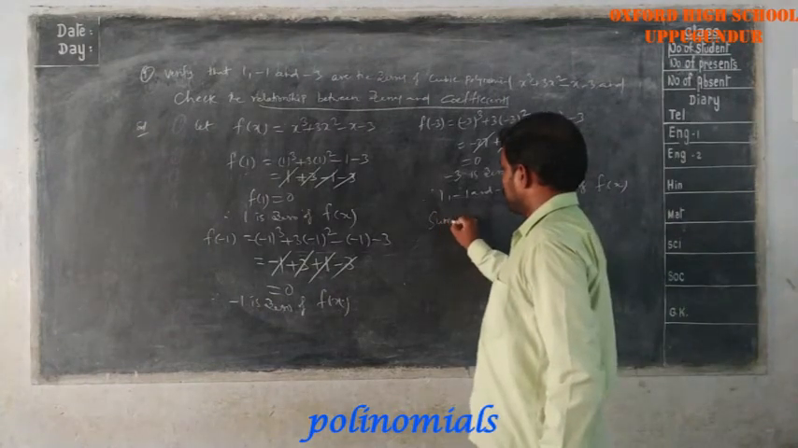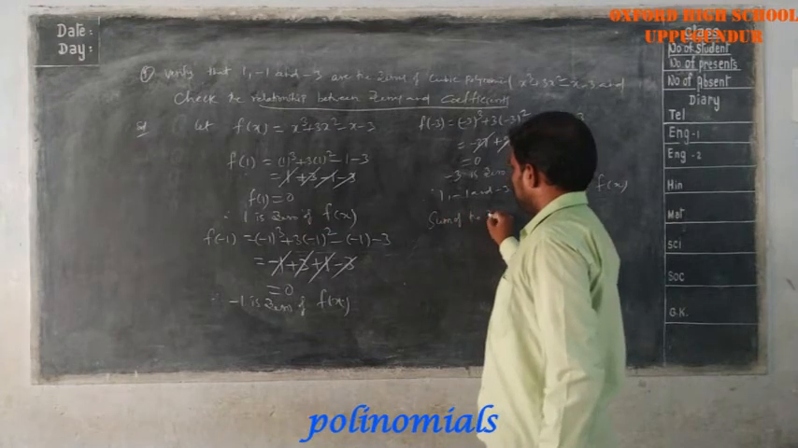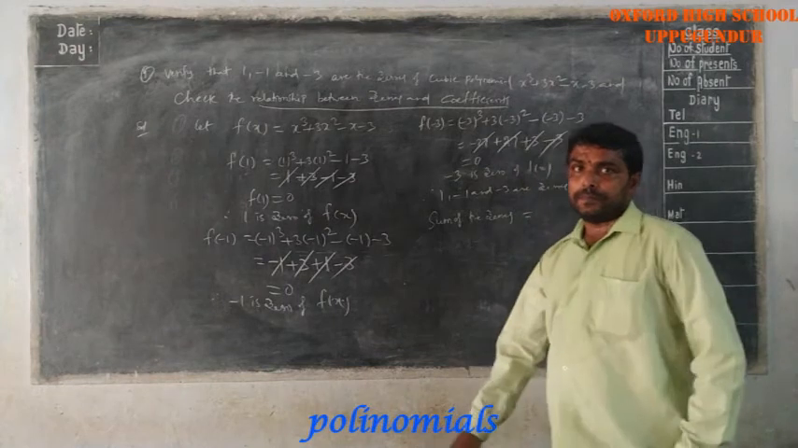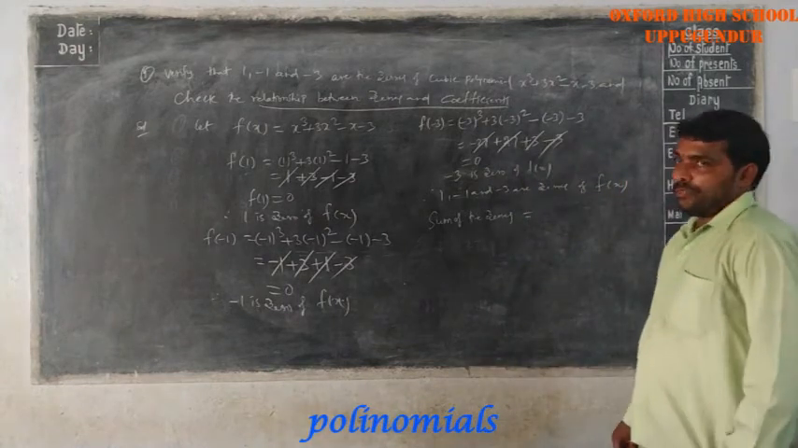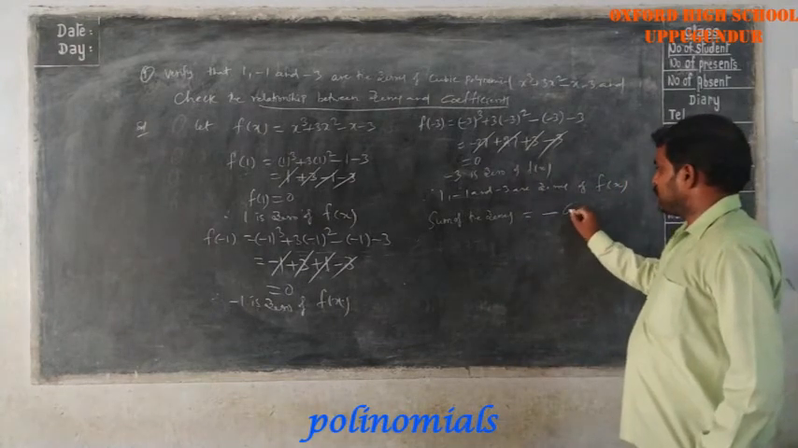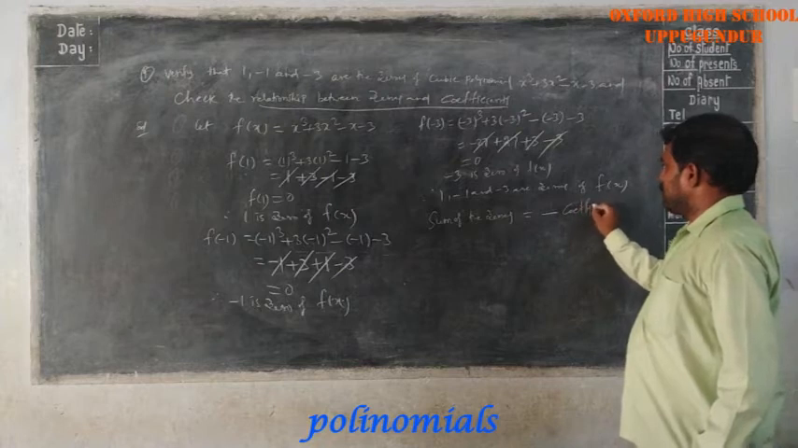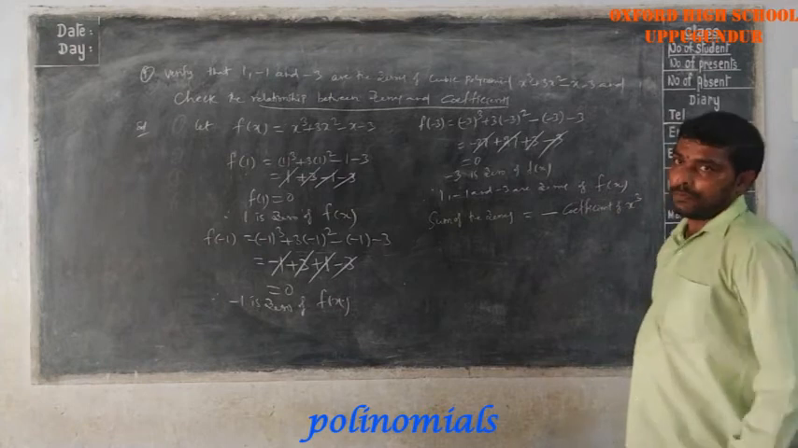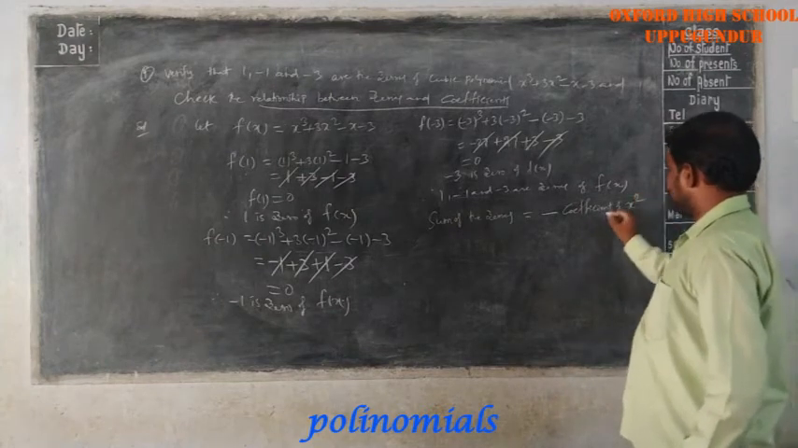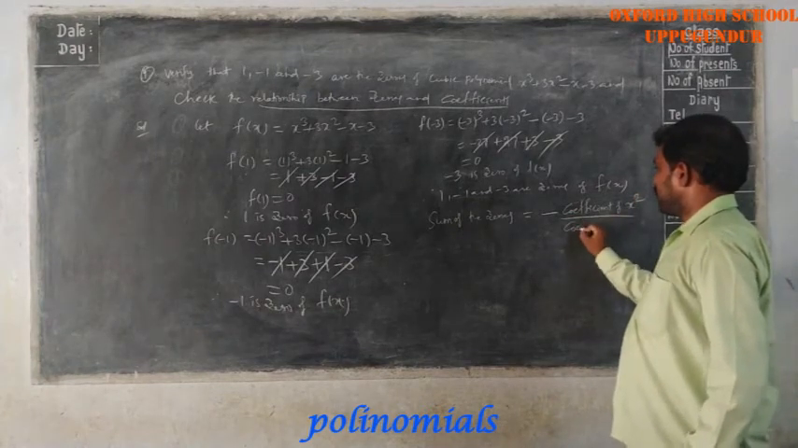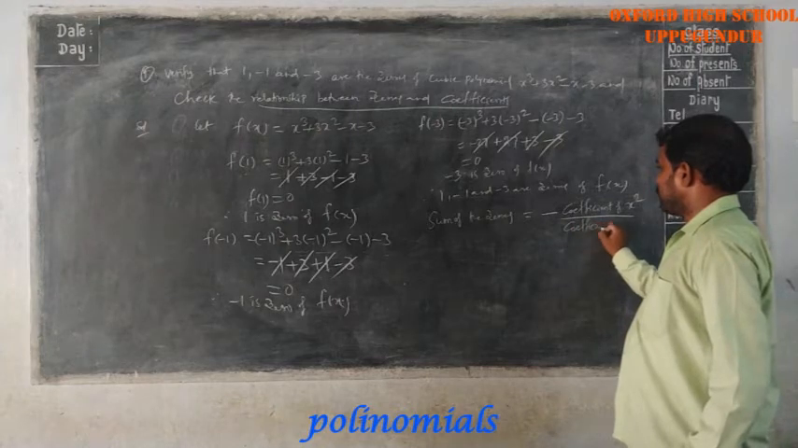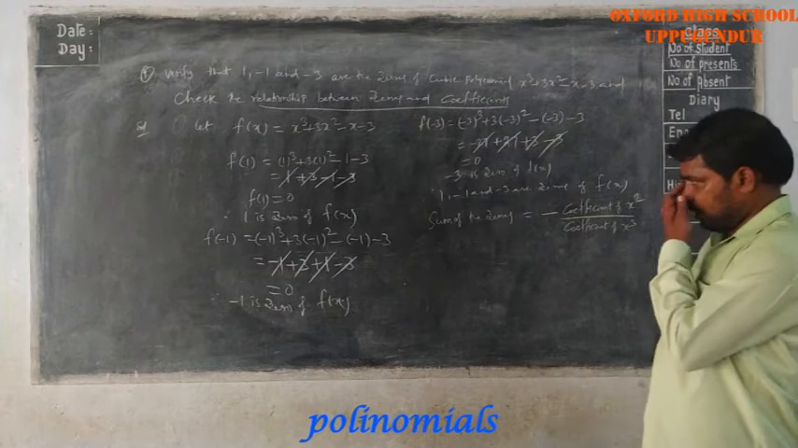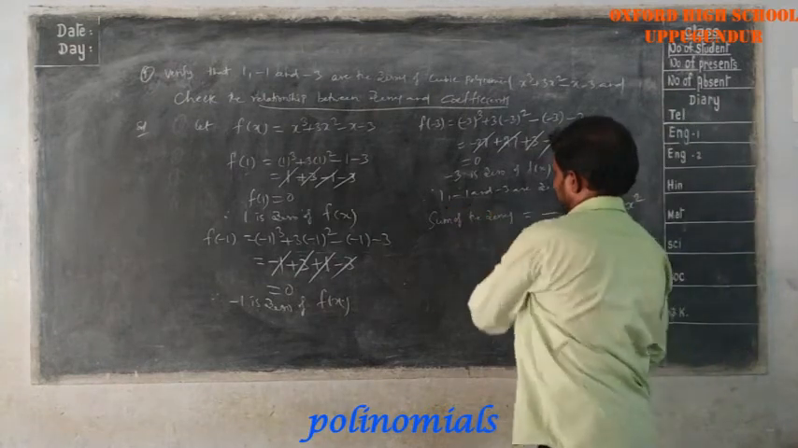Sum of the zeros equal to, what is the formula you have? Minus coefficient of x square by coefficient of x cube. What are the sum of the zeros? These three are the zeros.